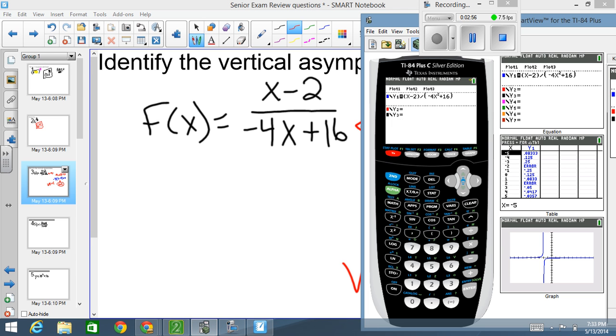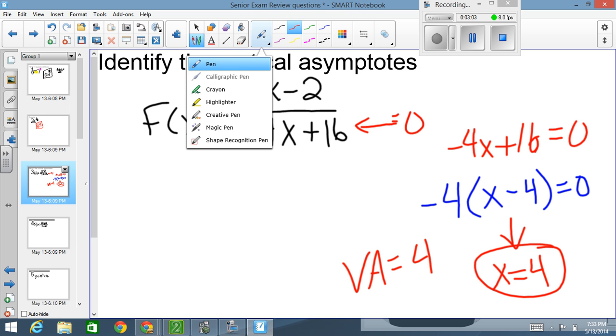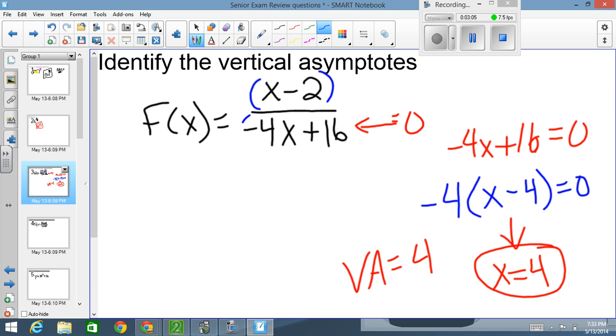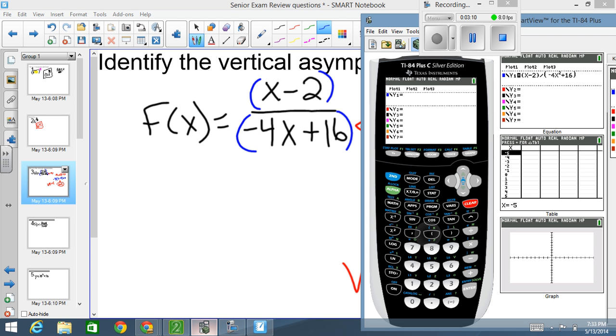Now the other way I can do that, if you grab your calculator, you can also go to your y equals, and from what we did in class, you may even be more comfortable doing this. As long as you use parentheses where needed, you can grab your calculator, and in your y equals, you can do your x minus 2, close the parentheses, divided by, open parentheses, negative 4x plus 16. And, whoops, close that parentheses.